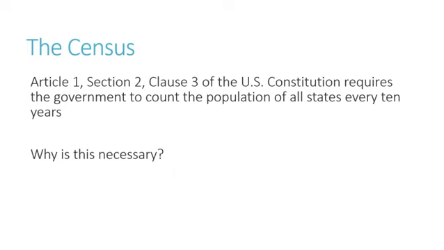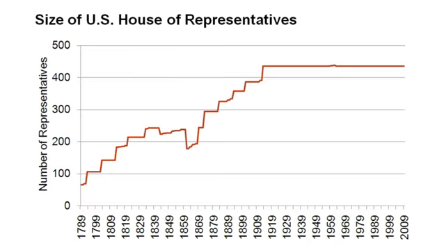First off, the census. Article 1, Section 2, Clause 3 of the United States Constitution tells the government that they have to count the population of the entire country every 10 years. Why do we want to do this? Well, we use the population to decide how many representatives each state gets for the House of Representatives. So depending on how much of the population of the country you have depends on how many representatives you get. Here is a chart, so you can see the population going up, then briefly down.